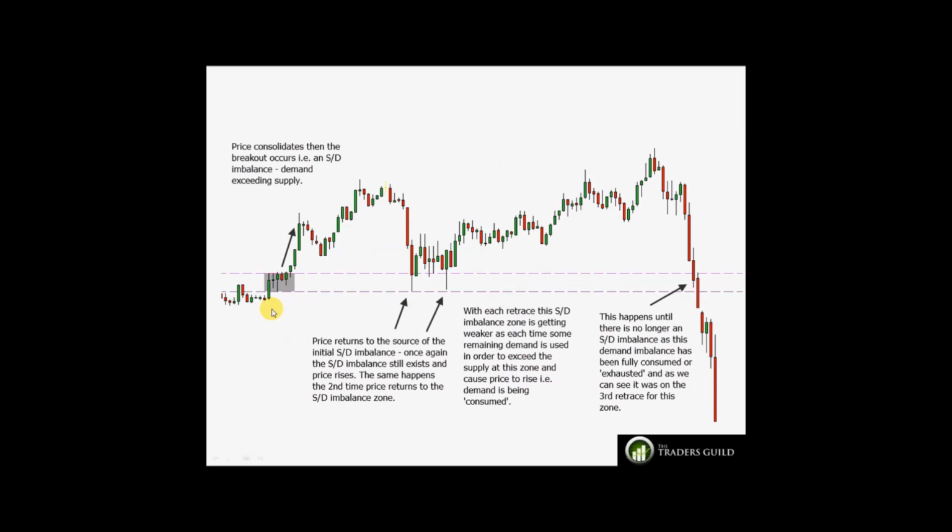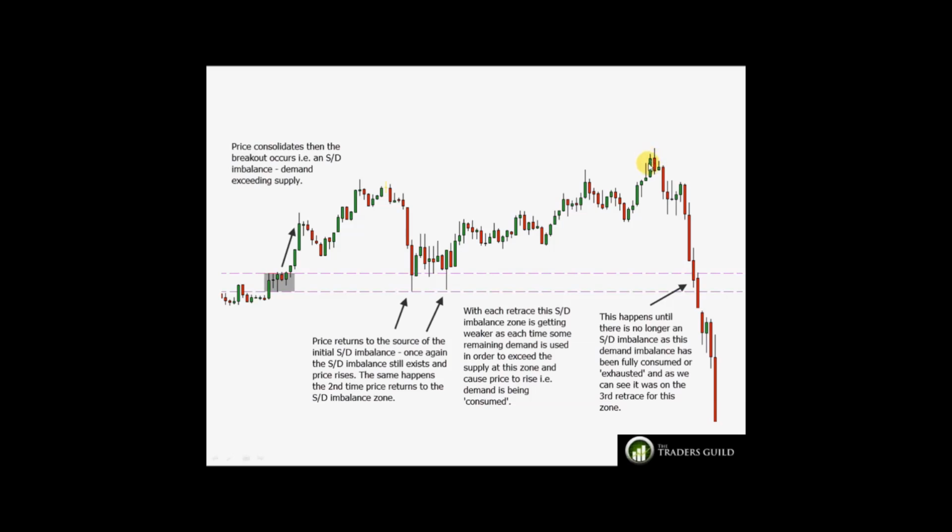We can see this on this chart here. We have the initial supply-demand zone, and we have the breakout. It's a good momentum breakout. Demand exceeding supply, so this is a demand zone. Price comes back once. Demand exceeds supply again, and we have another move up. Price comes back again, and again demand exceeds supply, and we have a good move upwards.